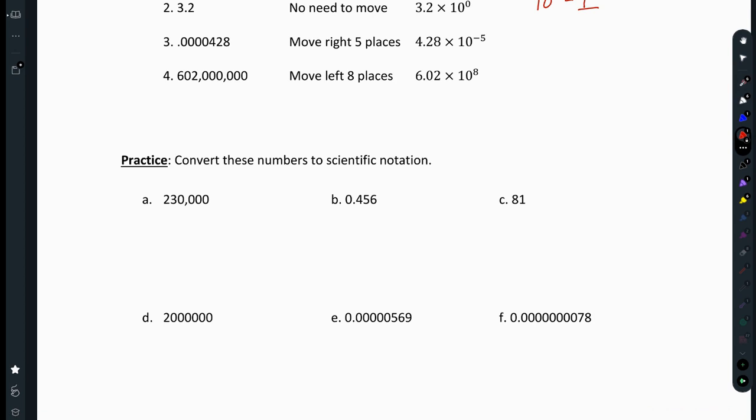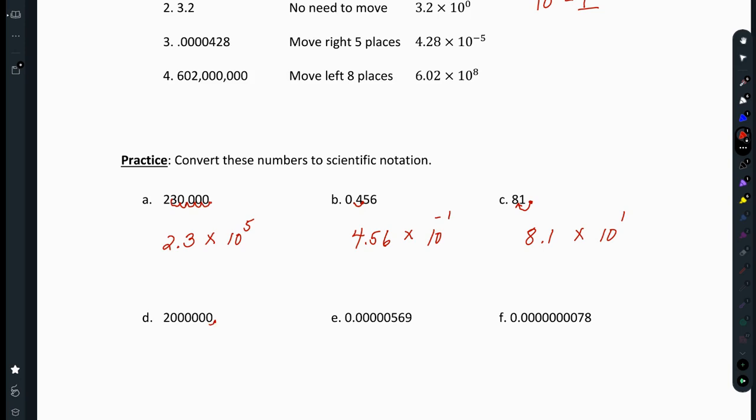All right, so right here, we know that we're going to move the decimal 1, 2, 3, 4, 5. So this is going to be 2.3 times 10 to the 5th. Here we have to move the decimal 1 to the right. So this is going to be 4.56 times 10 to the negative 1. We went right, so our exponent is negative. Here we're moving our decimal to the left 1. So this is going to be 8.1 times 10 to the first power.